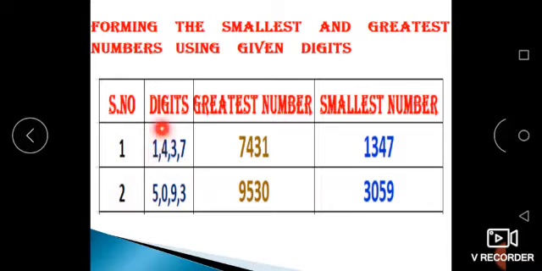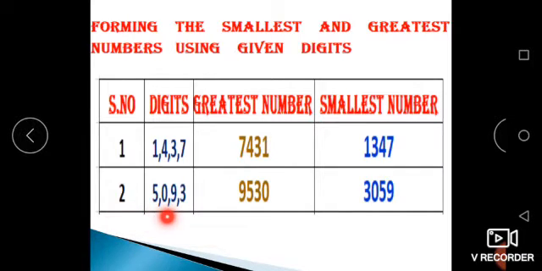Then, we look at 4 and 7. Which is the smallest number? Yes, 4. And the final number is 7. So we will write the smallest number: 1347 can be formed by the digits 1, 4, 3 and 7. Okay. Then the second sum.